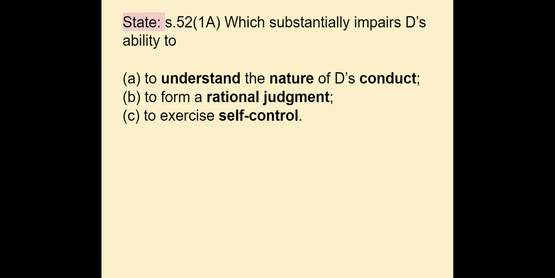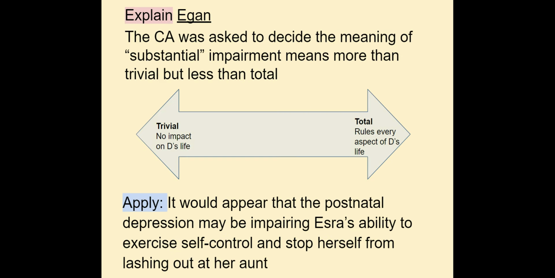We're then going to move on to state Section 52(1A). It's got to substantially impair our defendant's ability to do one or more of the following things: understand the nature of their conduct, form a rational judgment, exercise self-control. And we can explain this with the case of Egan, that says that a substantial impairment is more than trivial, meaning it has no impact, but less than total, where it rules every aspect of our defendant's life. And we can apply that by saying that it would appear that the postnatal depression may be impairing Ezra's ability to exercise self-control, stop herself from lashing out.